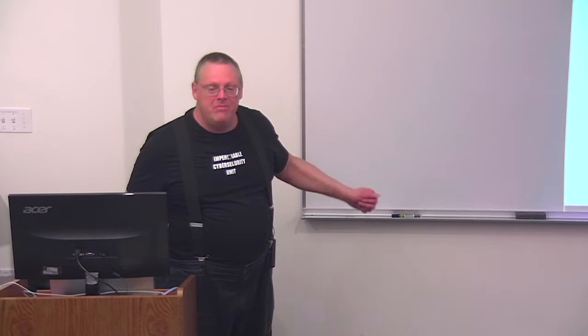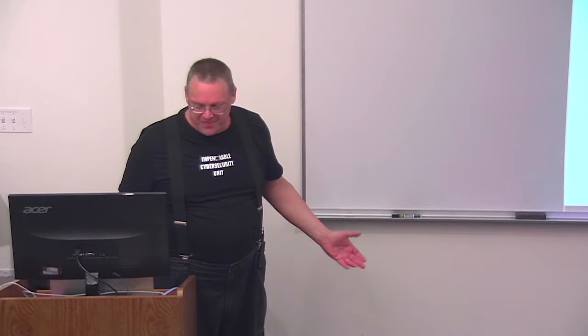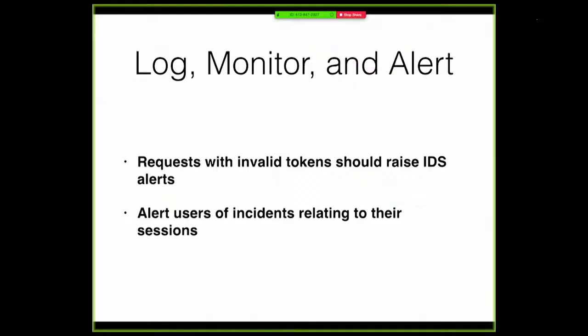Amazon is pretty smart, so I imagine they've thought about this, but in itself that was a weakness, and it did let me find out which token mattered, which is information that they don't necessarily want me to have. So I say log these things. If you get invalid requests, this should raise IDS alerts. You should block those users, freeze those accounts, that sort of thing.